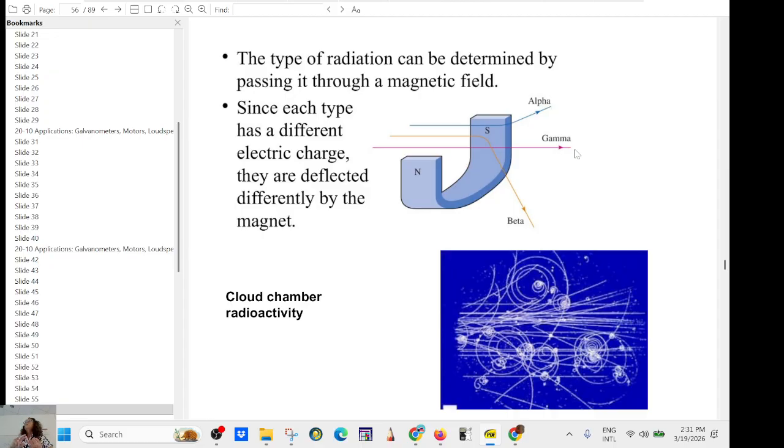So the force is zero if it's parallel to the magnetic field. No. If it's not moving. No. What else? The force is zero when there is no charge. Thank you. So that means gamma ray does not have a charge. Okay, what is gamma ray? It's a photon. It's a light particle.